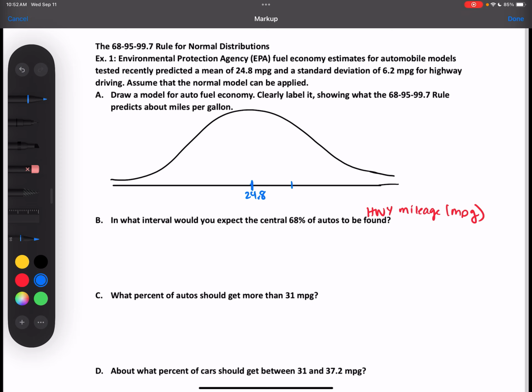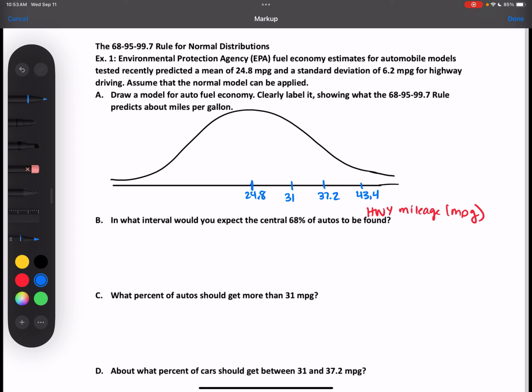Do you just always do it 3 times? Yeah, because we want 3 standard deviations. So in total, you should have 7 numbers on a normal model. I'm going to add 6.2 to the previous number. So 24.8 plus 6.2 is going to be 31. 31 plus 6.2 is 37.2. And then 37.2 plus 6.2 is going to be 43.4. So that's 3 standard deviations in the positive direction.